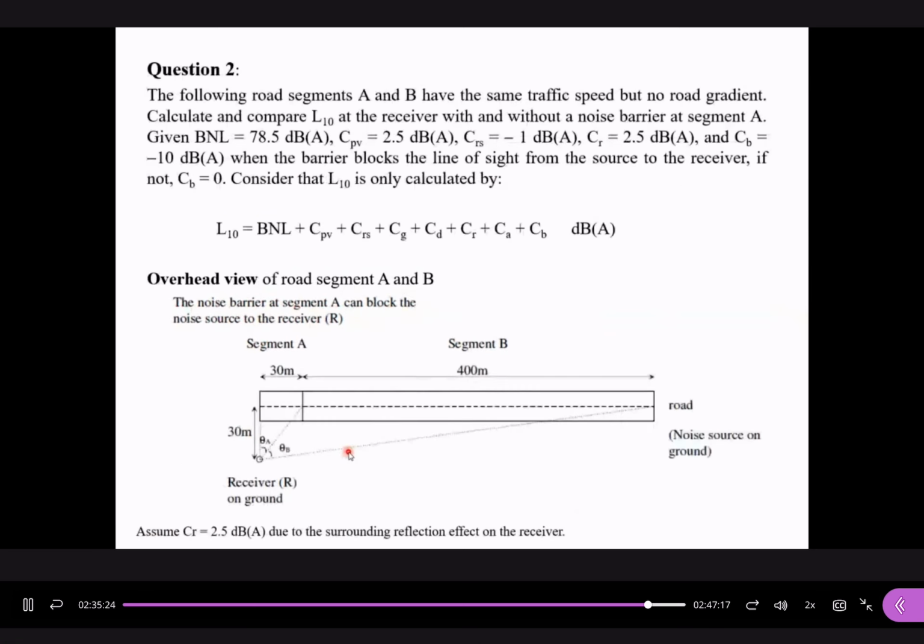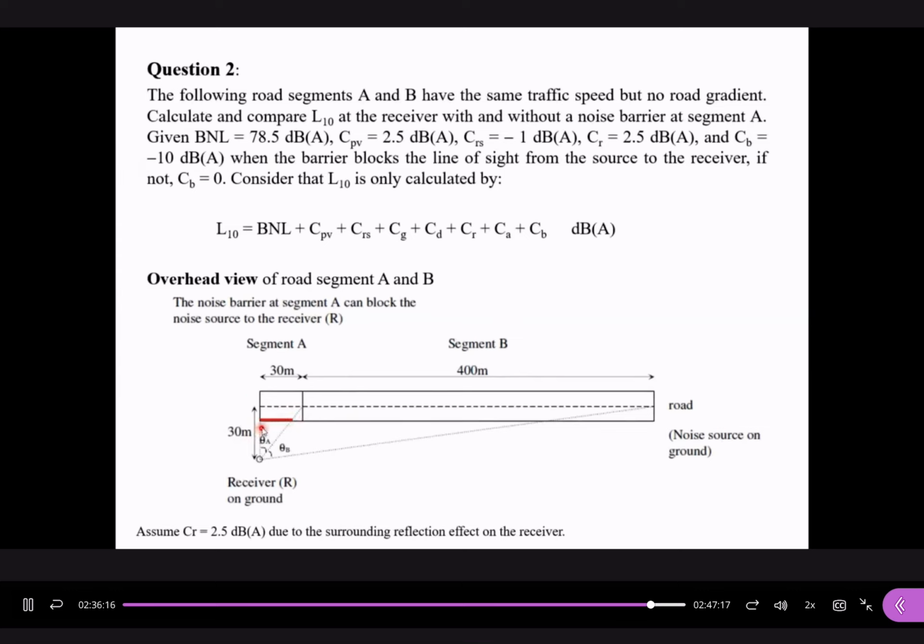For question number 2, according to the information here, we have two road segments, 7A and 7B. We want to build a barrier along 7A, and we need to make use of these equations to find the L10 value. BL is the basic level, which is given. CPV, we still need to consider the correction factors here. My question is, if we want to build a sound barrier along 7A, do we need to cover the whole segment?